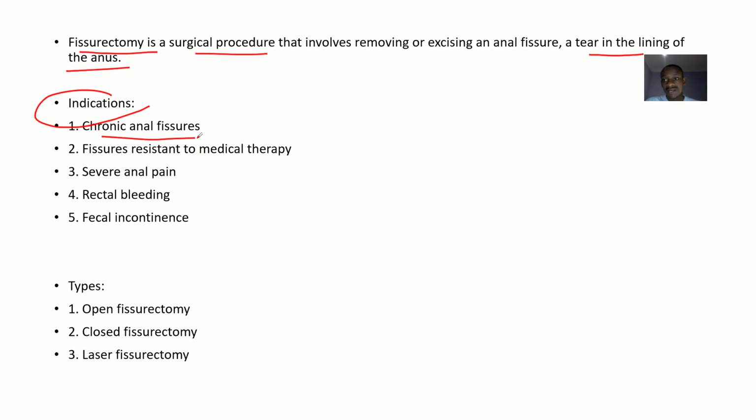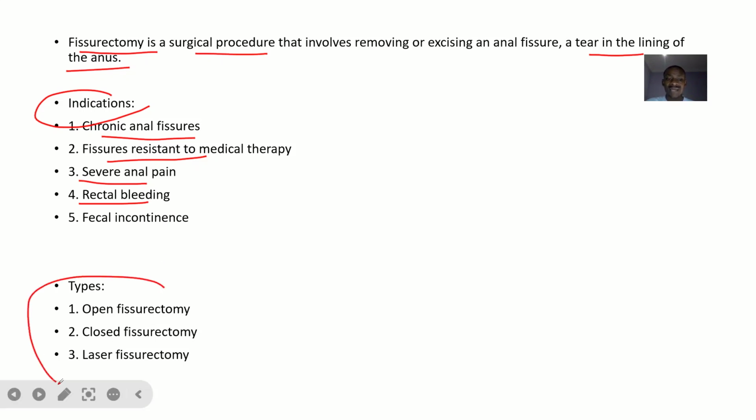When you have chronic anal fissures, that's anything that has been there for a very long time. So the patient has been having these anal fissures for a very long time, so you might opt for the surgical remedy. If the fissures are resistant to medical therapy, you opt for surgical remedy. If there's severe anal pain, you might opt for the final remedy, which is surgical intervention. If there's rectal bleeding, if there's fecal incontinence, you might want to opt for the surgical treatment.